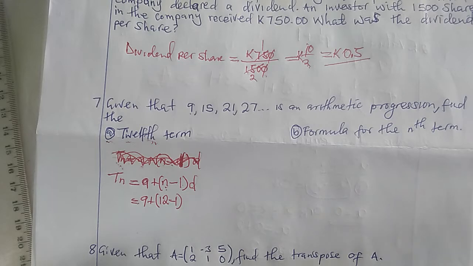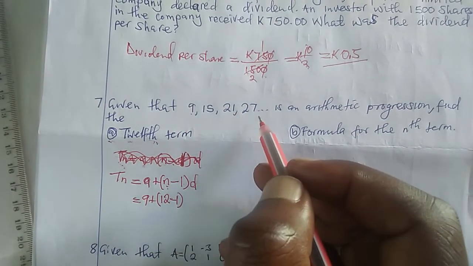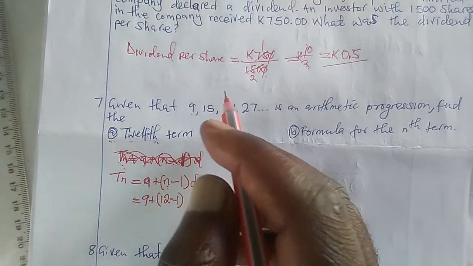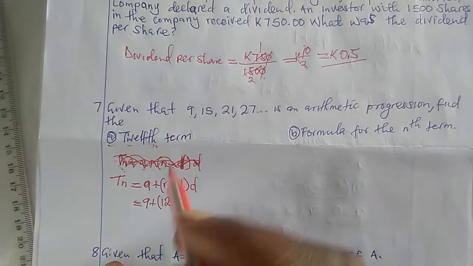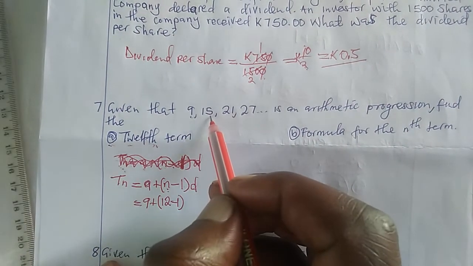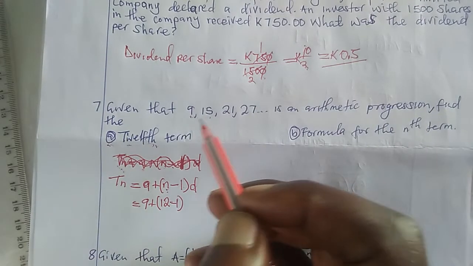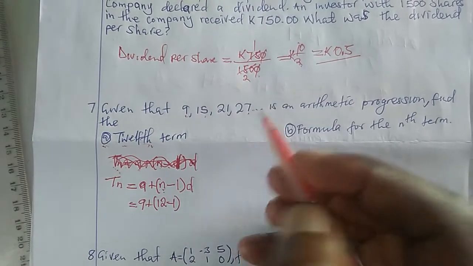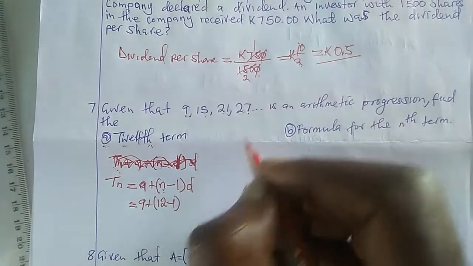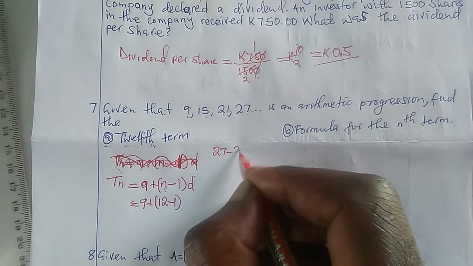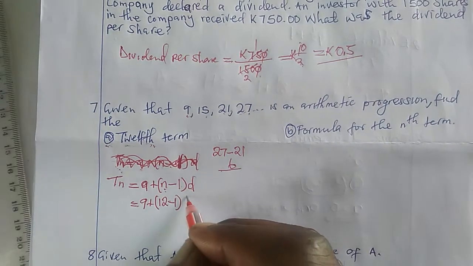We can find the common difference by picking any two numbers. I can pick 21, for instance, but I encourage you to pick the two smallest numbers, so in this case we can pick 9 and 15. But for demonstration's sake, to show that it can work at any level, we can pick 27 and 21. We subtract 21 from 27, so 27 minus 21 gives us 6, and 6 is the common difference.